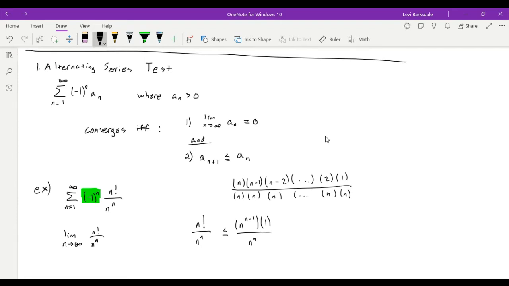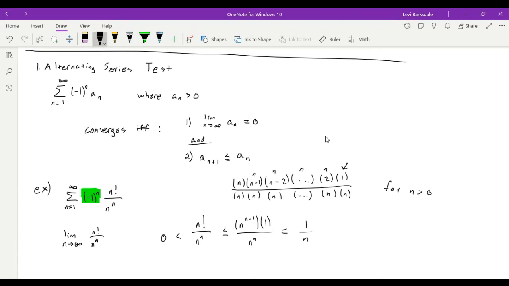So what I'm doing in this comparison right here is I'm taking these smaller terms, these n minus 1, n minus 2s, and replacing all but this last one with n's. And what that does is it gives me an n to the power of n minus 1 over n to the nth. And simplifying this, I would get that this is simply equal to 1 over n. And of course, we know that this is larger than 0, or n is positive.